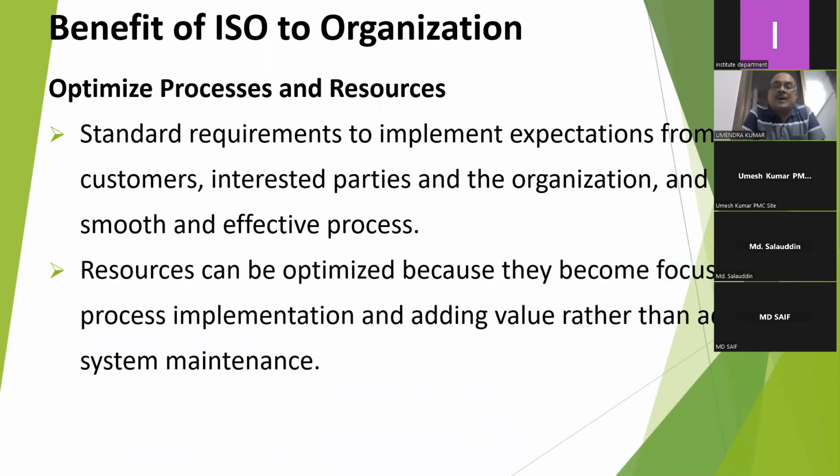Resources can be optimized because we become focused on the process implementation. We focus on the process. We cannot deviate from the process. So ultimately, resources may be manpower, money, raw material, or place of work. That all comes under resources. So we have to optimize the resources.